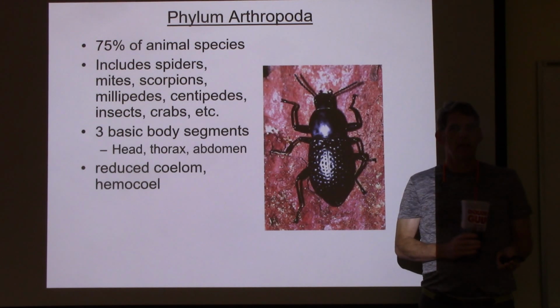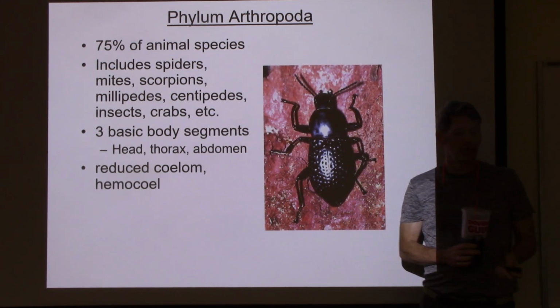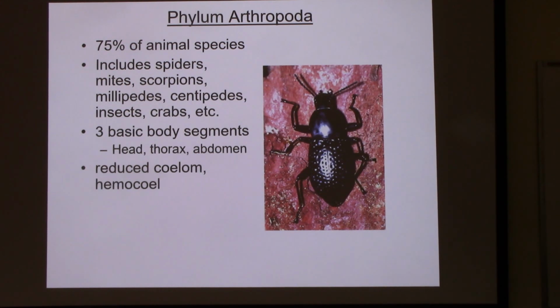So we were talking about annelids, segmented worms, and now we're going to talk about another group of segmented animals, but these segmented animals have segmented legs. And they get their name from the segmented legs. That's basically what arthropoda means.